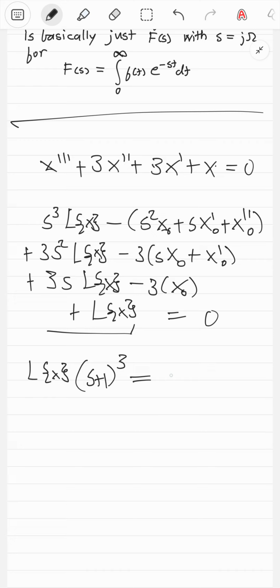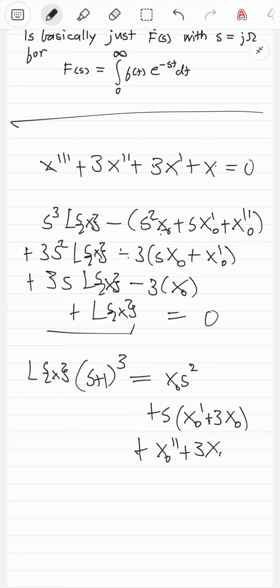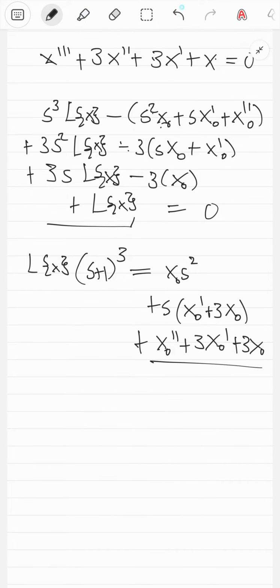So what's all of that going to be? First you have s squared x naught, then the s term has x dash naught, and then this stuff, so plus s times x dash naught, and 3 times, actually plus 3, because that goes on the right hand side, plus 3x naught. Then the constant terms, so plus x double dash naught, plus 3x naught dash, plus 3x naught. So these are just constants, right?